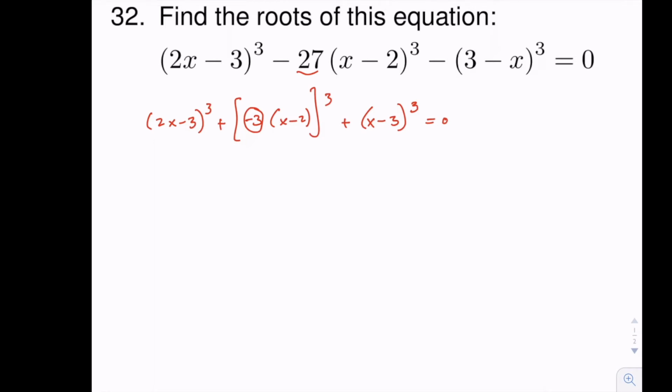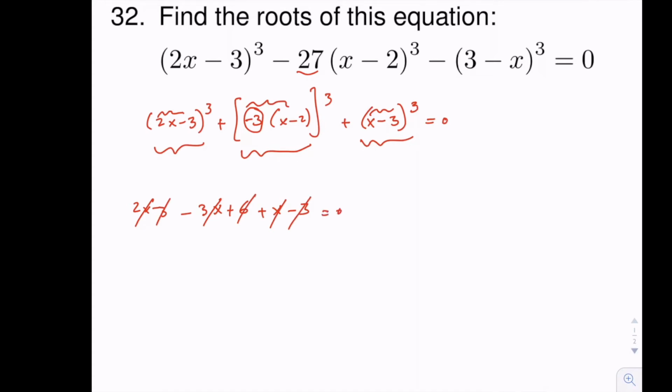Now we see that this is the sum of three terms that are raised to the power of 3, and that sum is 0. And if we inspect the expressions inside the parentheses, we can see that in fact the sum of these three terms is also 0. So these three terms are 2x minus 3, minus 3x plus 6, plus x minus 3. And therefore 2x will cancel with minus 3x and x, and minus 3 and minus 3 will cancel with 6. So this is also 0.